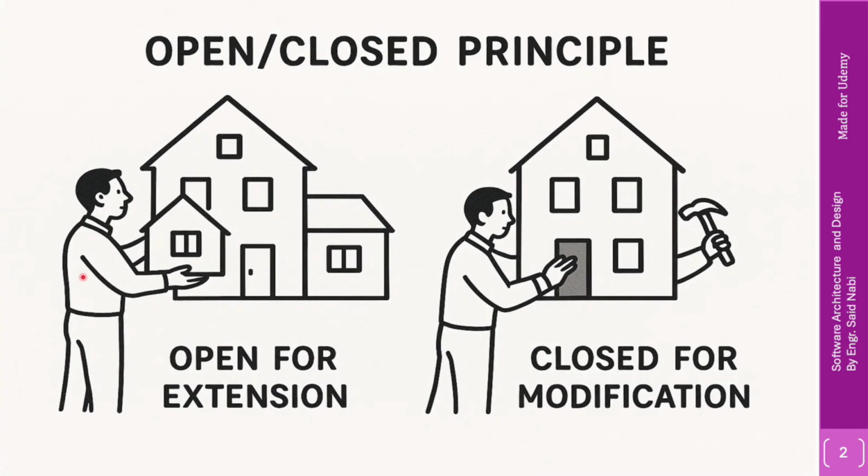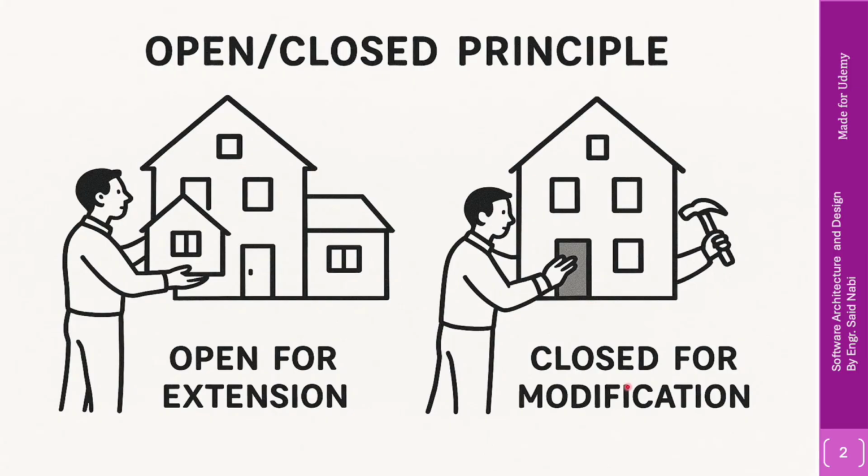Alright, now let's understand the open closed principle through a real world analogy. Let's say this is person X, and he wants to build a house. After building the house, he can add new rooms or a new dining hall to his house, and that is allowed by the OCP, the open closed principle.